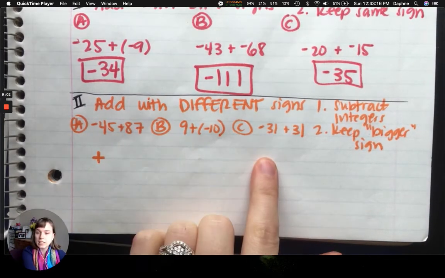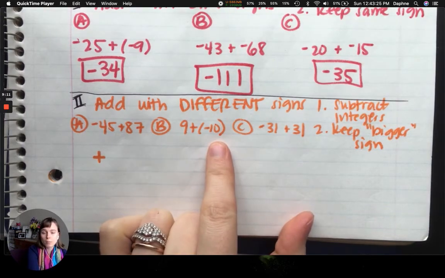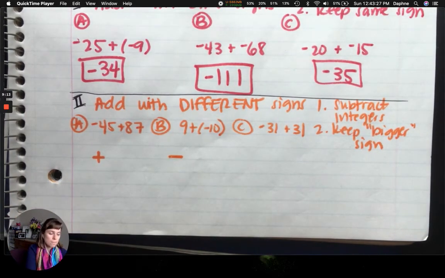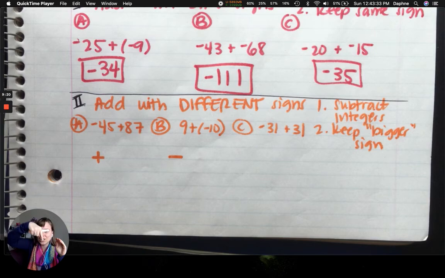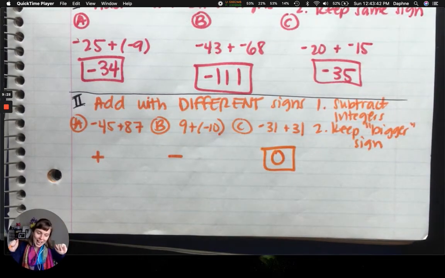Go through B and C. What are the larger numbers? What are the bigger numbers? Which is further from 0? So negative 10 is my larger number. So my answer has to be negative. And C is kind of funky. Did you figure it out? If I'm at negative 31, but I come right 31, where am I? 0, right. So this one actually doesn't have any fancy sign. It's just 0, okay?